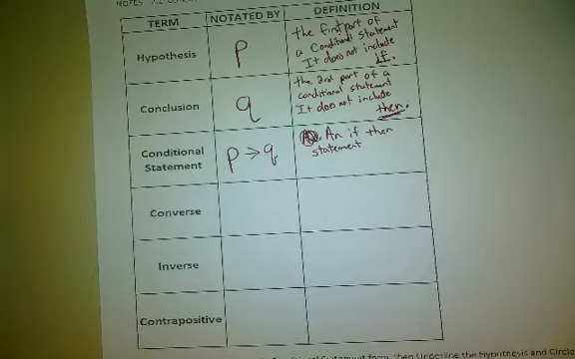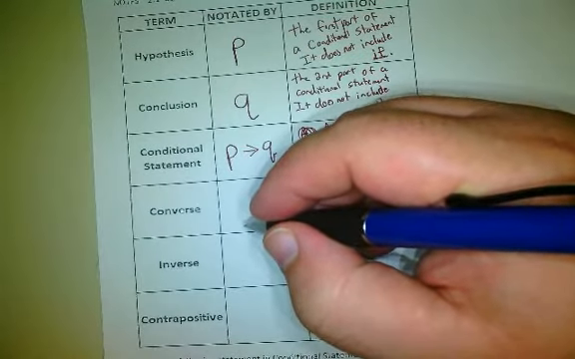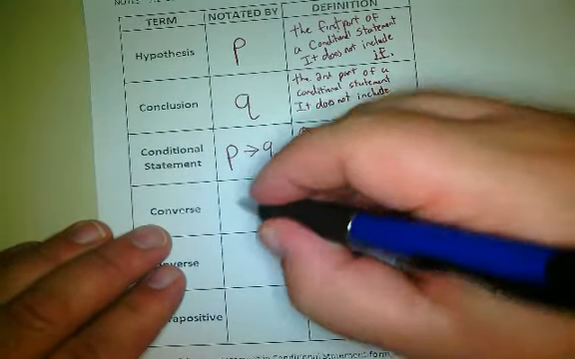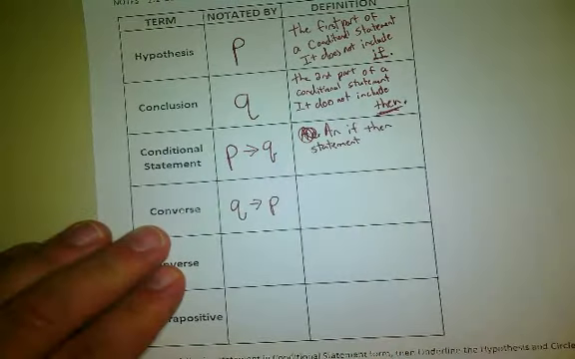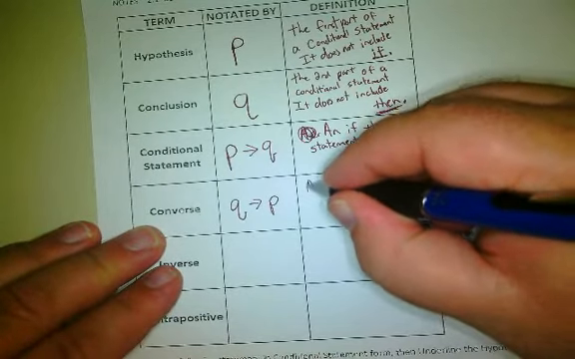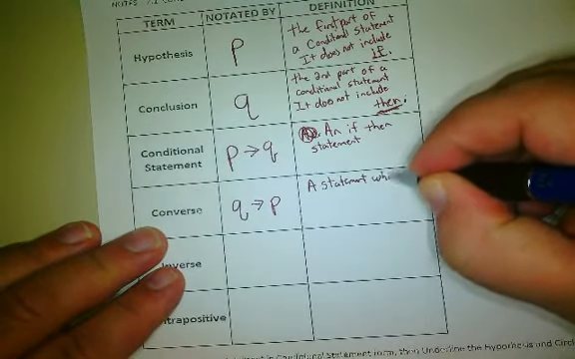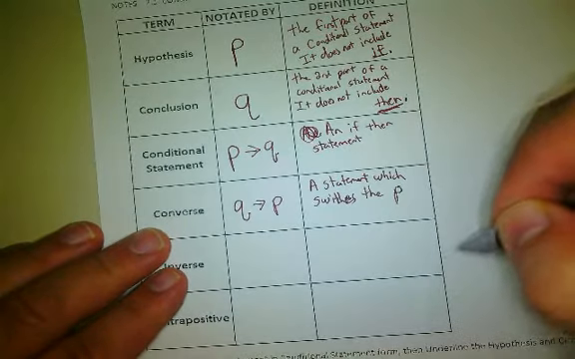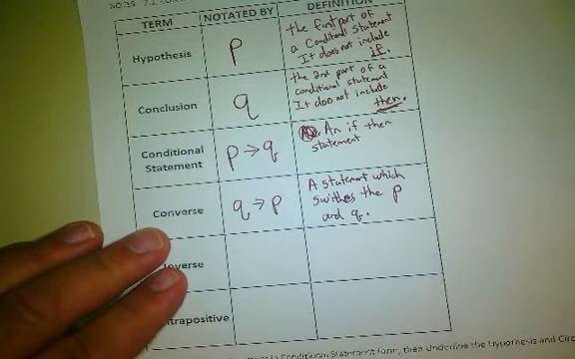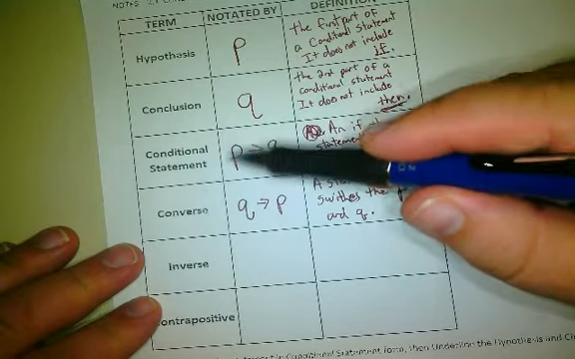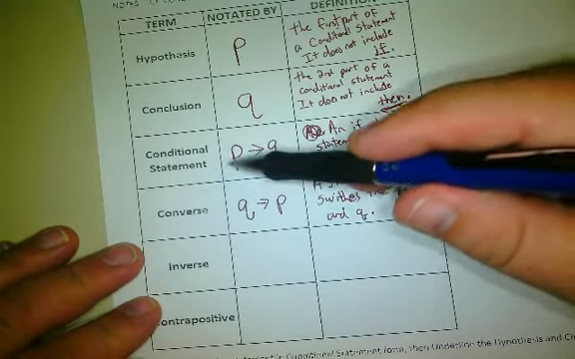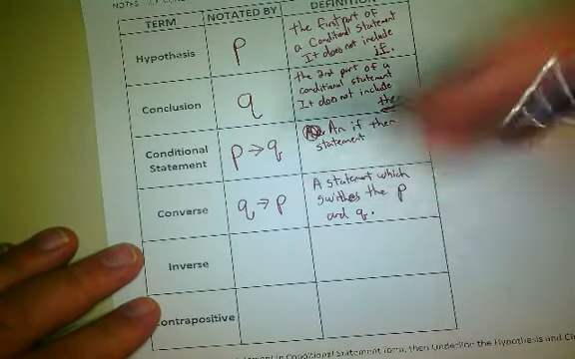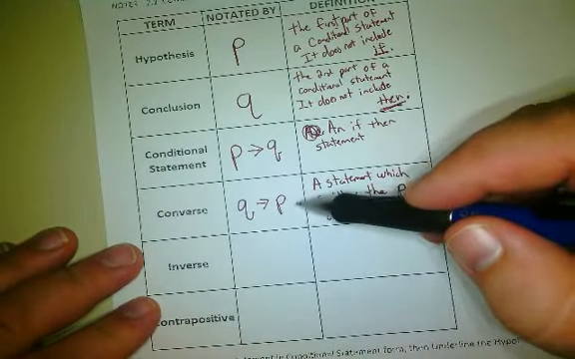So a converse. Okay, converse is very similar to a conditional statement. A converse and an inverse, the one after it. It's very important that we understand these. The shorthand for converse is Q, then P. Basically, it is a statement which switches the hypothesis, which I'm going to label P, and the conclusion, which I'm going to label Q. For example, if I have brown eyes, then I have brown hair. Well, the converse would be if I have brown hair, then I have brown eyes.